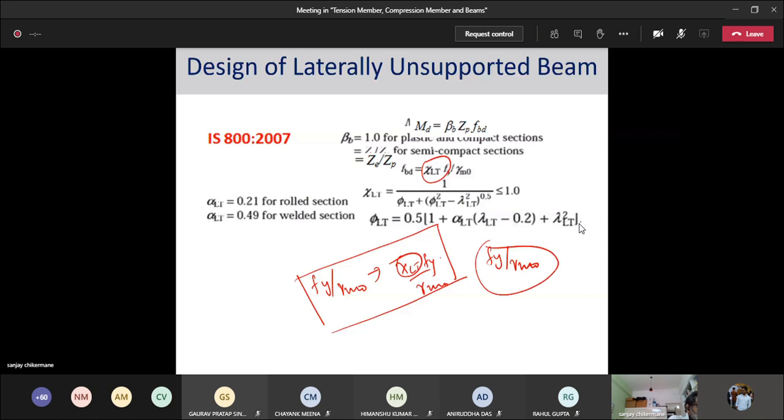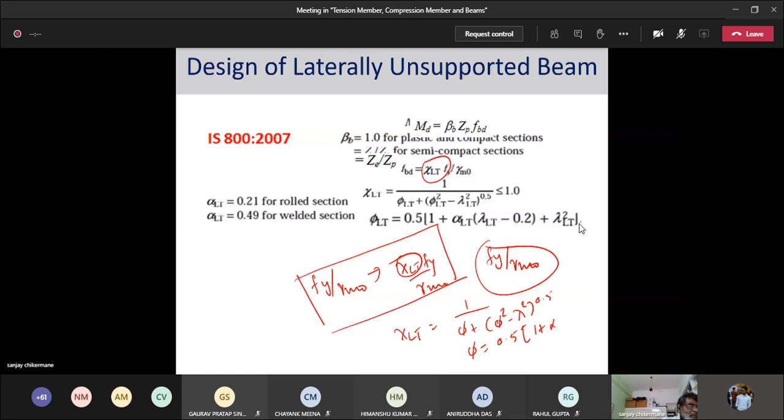And XLT is nothing but 1 by phi plus (phi squared minus lambda squared) raised to 0.5, where phi is equal to 0.5 times (1 plus alpha times (lambda minus 0.2) plus lambda squared), where alpha is 0.21 for a rolled section and alpha is 0.49 for a welded section. So basically the concept is whether we are using a rolled section or a welded section. If you're using a rolled section, you use alpha as 0.21. If you're using a welded section, you take 0.49. These are the only two values there are for alpha.